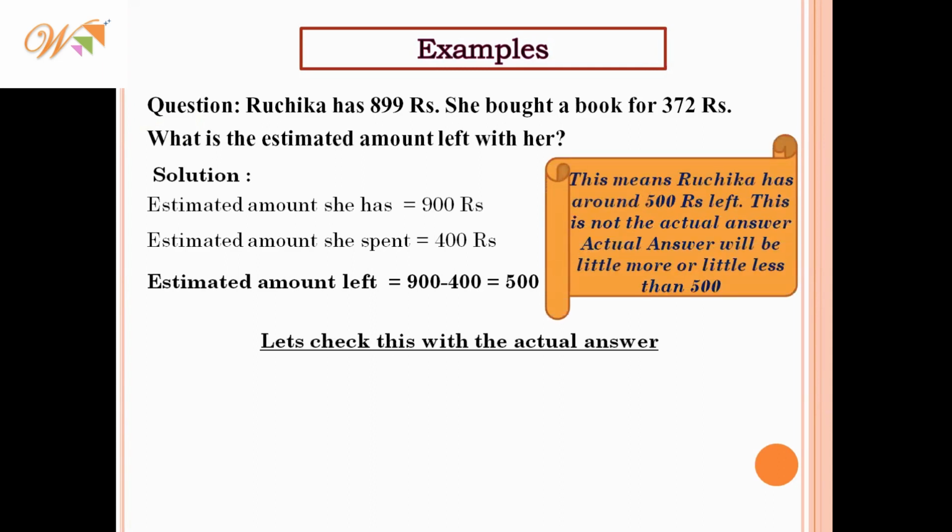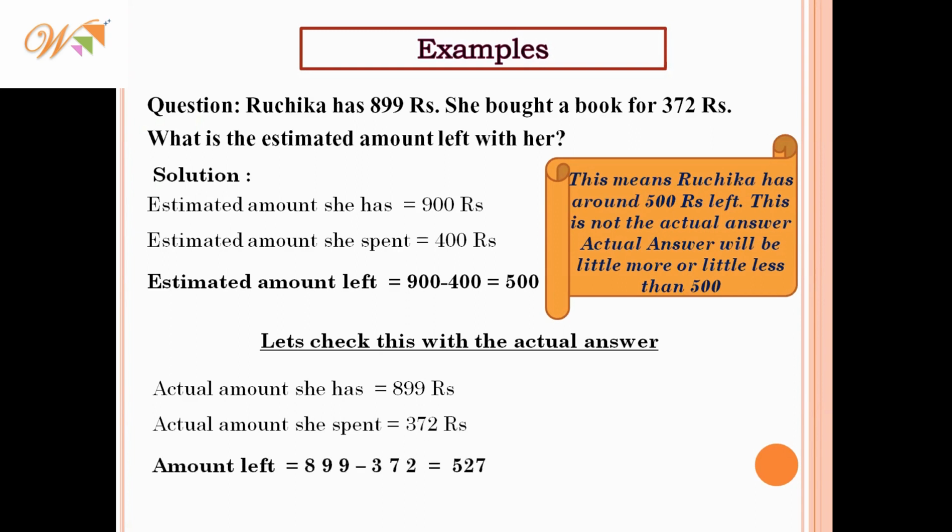Now let's see the actual answer. So the actual amount she had was 899. The amount she spent was 372. The amount left is 899 minus 372, which is 527. And we know 527 is very near to 500, right? That means our estimation was correct. This means Ruchika has around 500 rupees left. This is not the actual answer. The actual answer will always be a little more or a little less. But this is an estimated answer, of around what amount she has left.